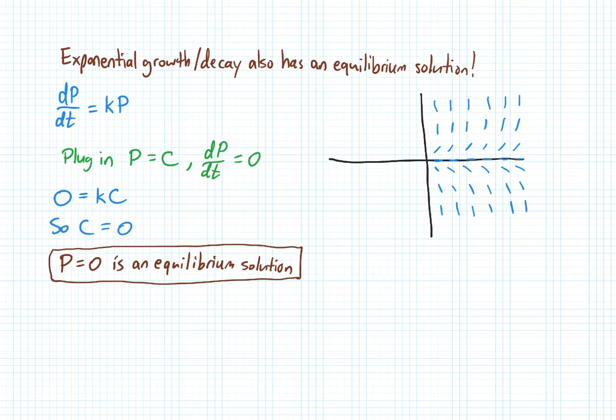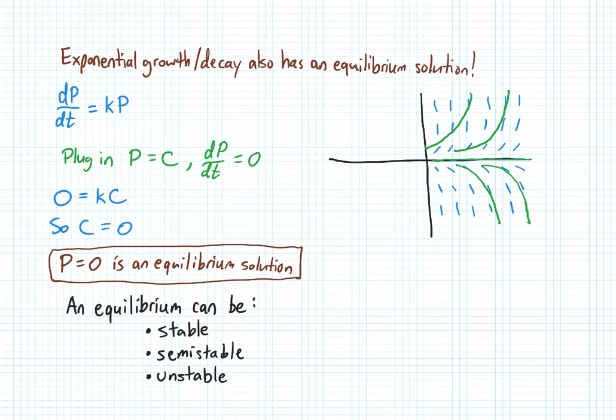And again, you can see this equilibrium solution in the slope field, where you have a constant solution where P is equal to 0. And then, of course, this makes sense intuitively. Like if you don't have any money in your bank account, it doesn't matter what the interest rate is. It's always going to stay $0.